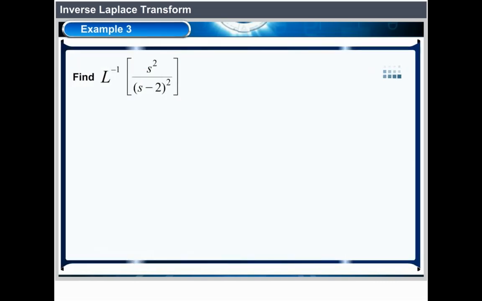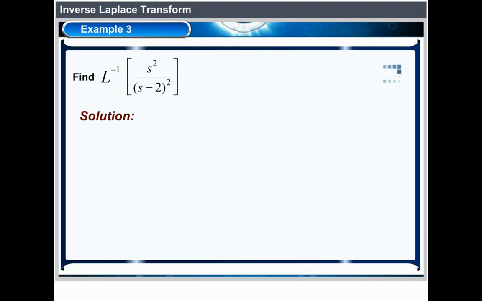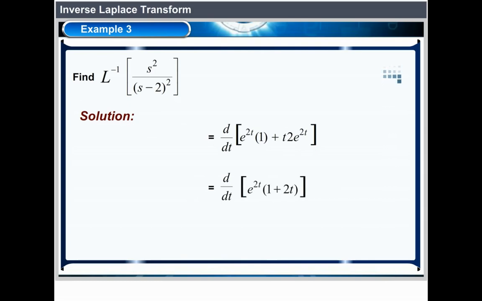Example 3. Find L inverse of s square divided by (s minus 2) the whole square. Solution. L inverse of s square divided by (s minus 2) the whole square equals d square divided by dt square into L inverse of 1 divided by (s minus 2) the whole square, equals d square by dt square into e power 2t into L inverse of 1 by s square, equals d square by dt square into e power 2t into t, equals d by dt into e power 2t into 1 plus t into 2 into e power 2t, equals d by dt into e power 2t into (1 plus 2t).